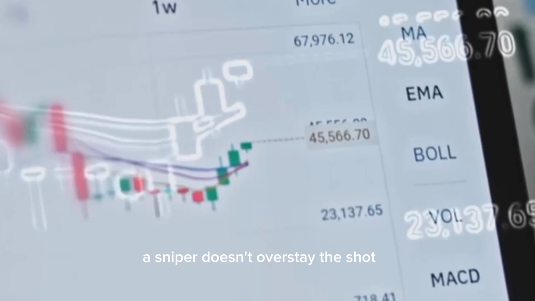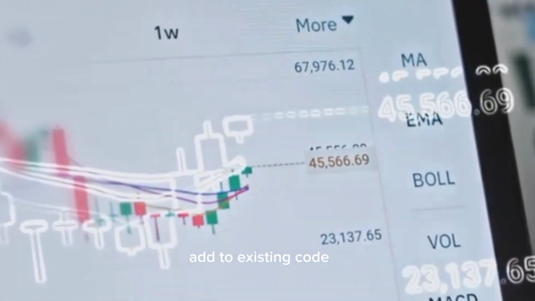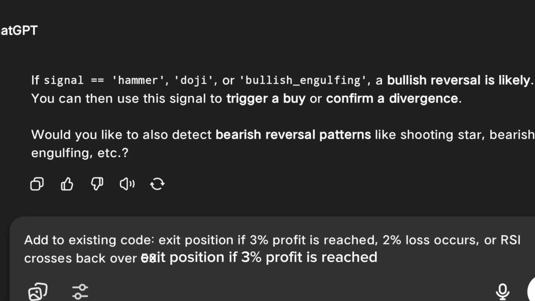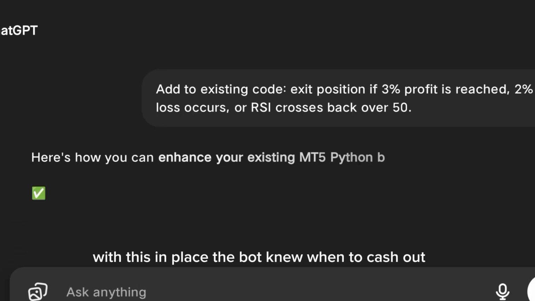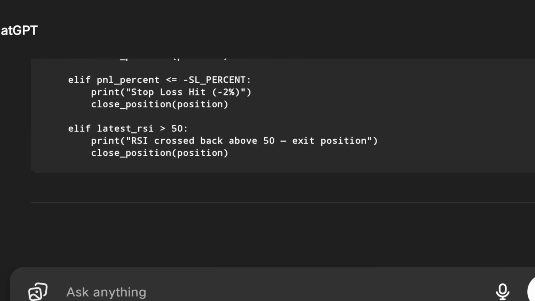A sniper doesn't overstay the shot, same with bots. I set clear exit rules. Add to existing code: exit position if 3% profit is reached, 2% loss occurs, or RSI crosses back over 50. With this in place, the bot knew when to cash out. No emotions, just mechanical sniping.